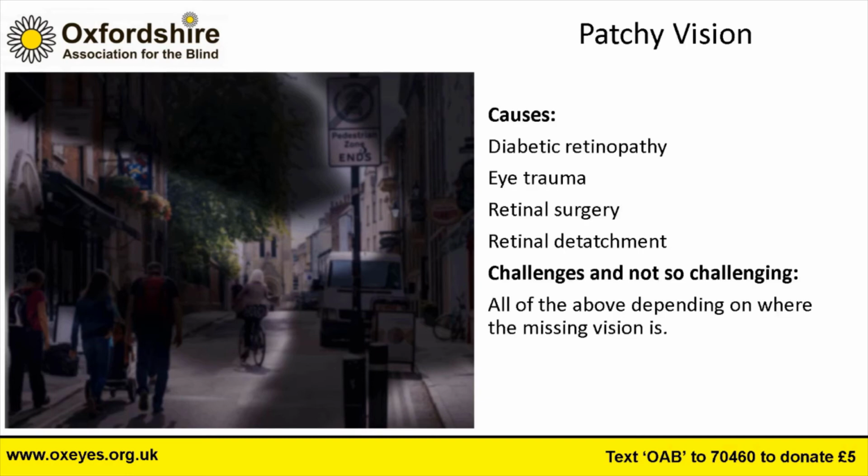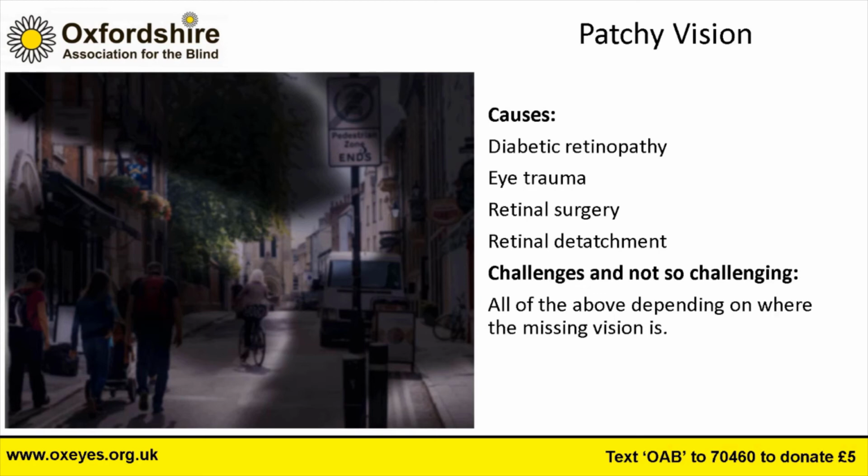So what causes this? Diabetic retinopathy is the main cause of patchy vision. Eye trauma, retinal surgery, retinal detachments, anything where you've lasered the retina in any way causes damage. So any trauma to the retina, which is the back of the eye, the light sensitive part of the back of the eye, can cause missing vision like this, patches. Again, it's not always black splodges. It could be missing, it could be white, it could be just not there. So this is just a demonstration of that and what it will look like.